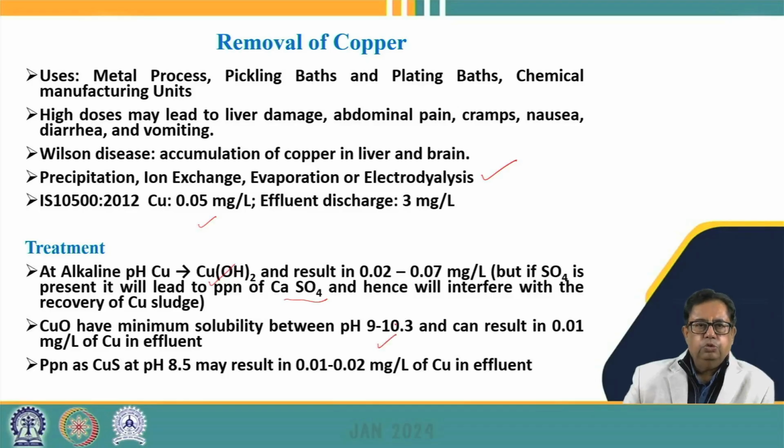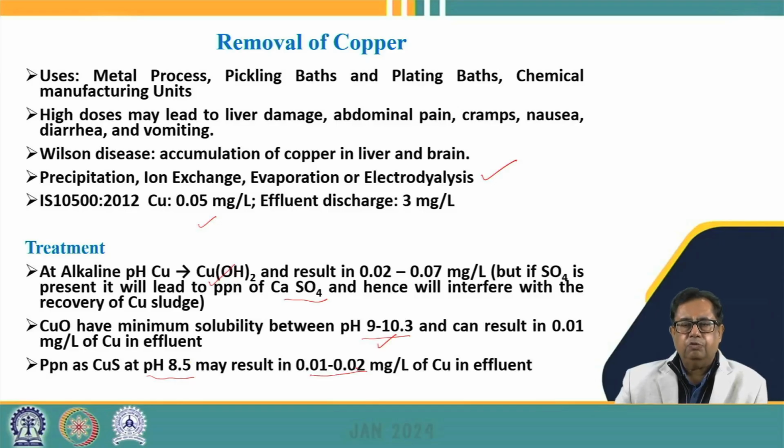Similarly, we can also oxidize the copper to copper oxide, which has a minimum solubility between pH 9 to 10.3, and it can result in 0.01 milligram per liter of copper in the effluent. Copper can also be precipitated as copper sulfide at pH 8.5, and it may result in 0.01 to 0.02 milligram per liter of copper in the effluent.